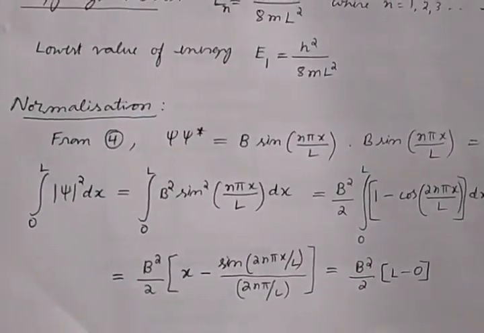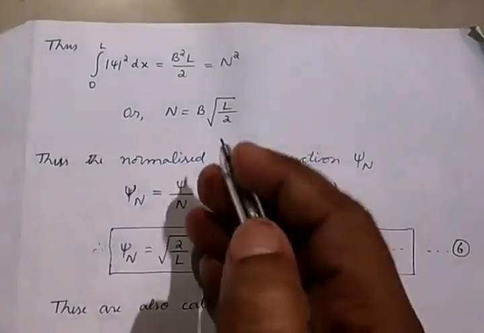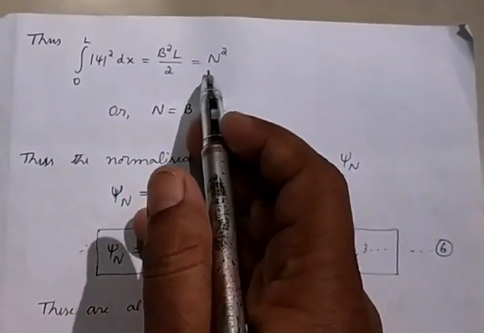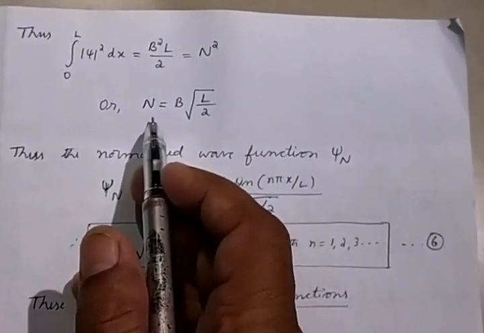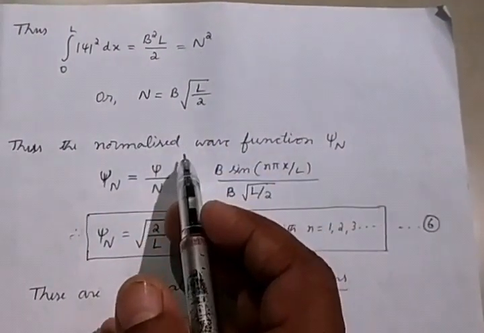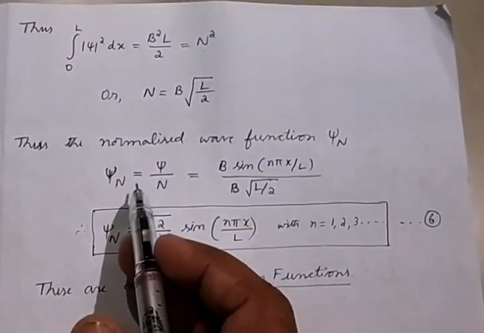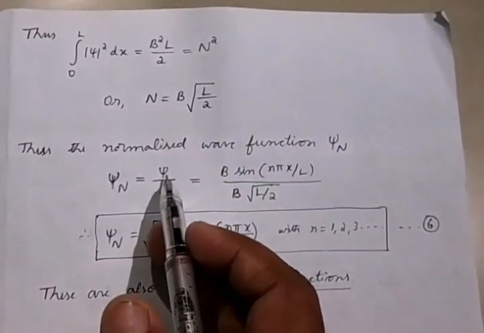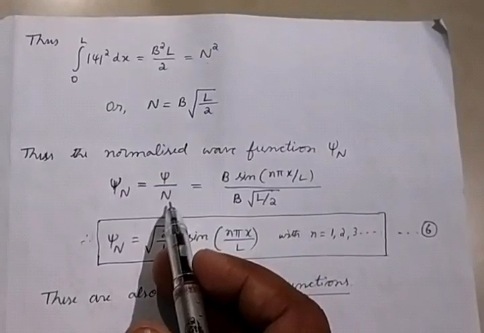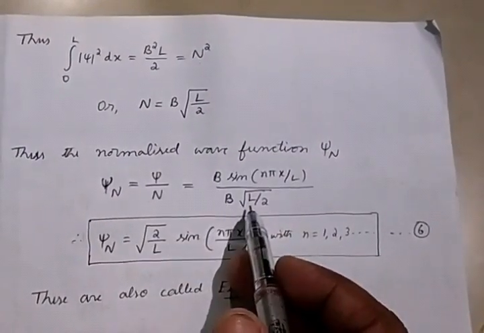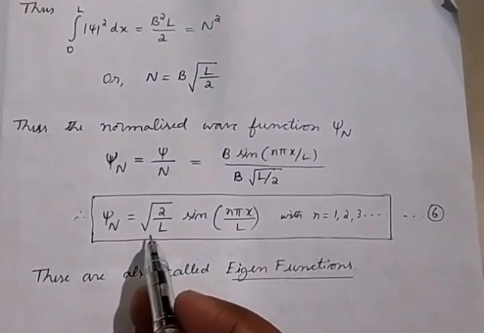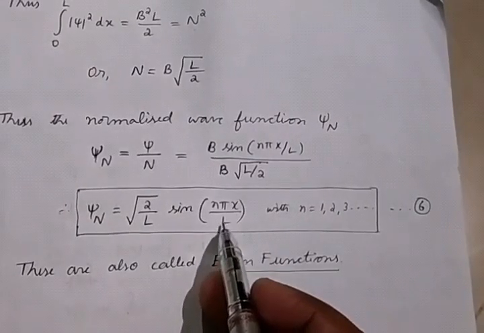So this is the value we get here, which we can now call equal to n square. According to the normalization procedure, the integral value whatever we get, we call it n square, and from that find out what n is. So n is the square root of this, which is b into root of L by 2. Now the normalized wave function psi n is obtained as psi n is equal to psi divided by n. Psi is the original function, b sine of n pi x by L, divided by this n, which is b root of L by 2. So b gets cancelled, and we get the normalized wave function psi n is equal to root of 2 by L sine of n pi x by L.